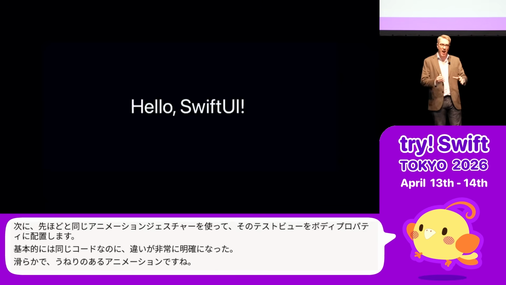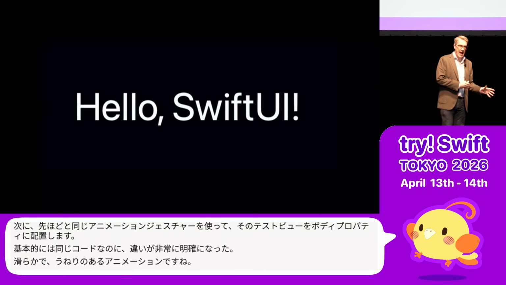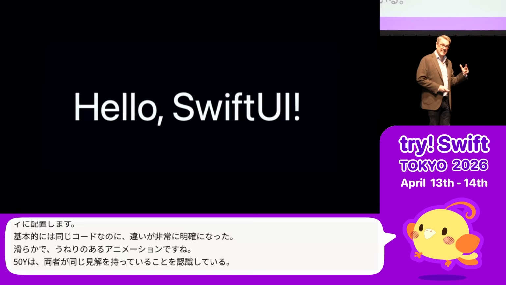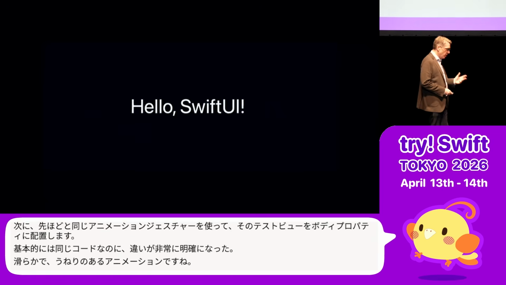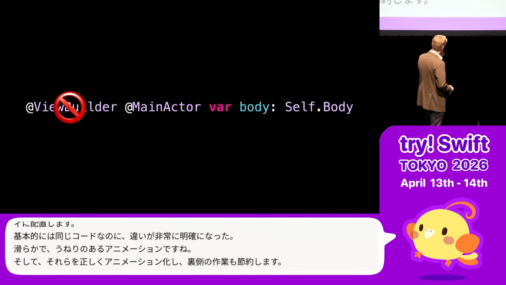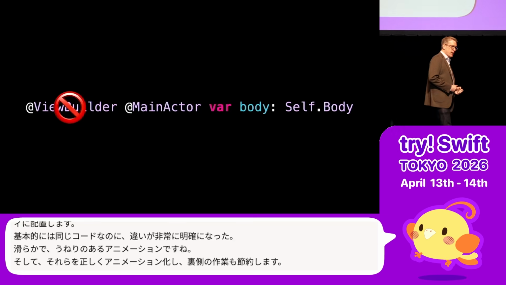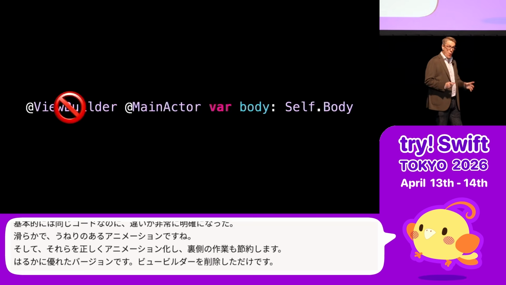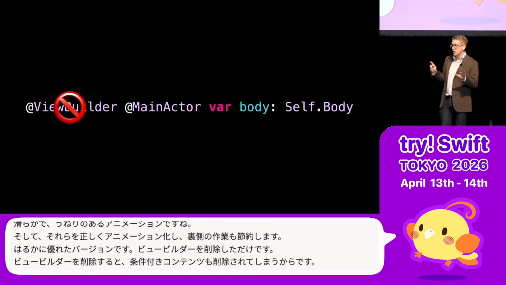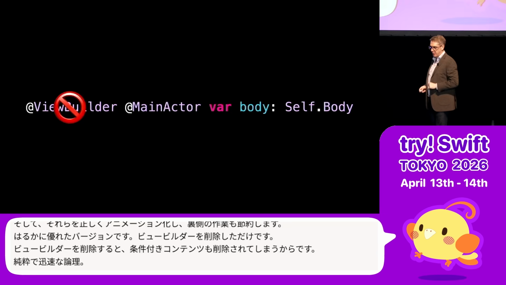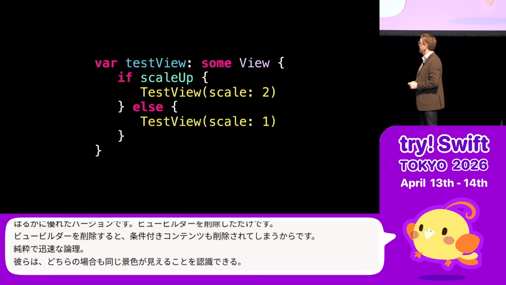SwiftUI recognizes they are the same view and animates them correctly and saves work behind the scenes, too. It's a much, much better version. All we did was remove the view builder. Because by removing the view builder, we removed the conditional content as well. It's now just pure Swift logic. It can recognize it's the same view both times.